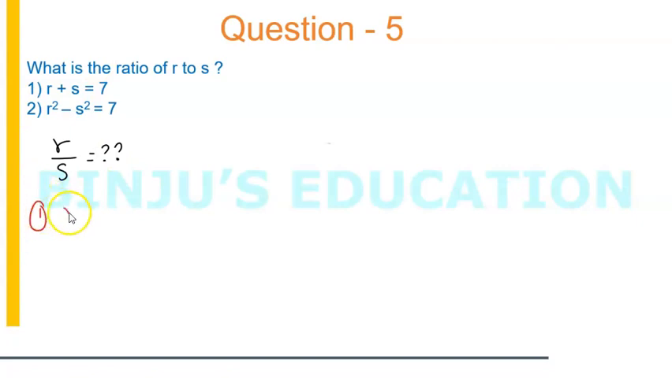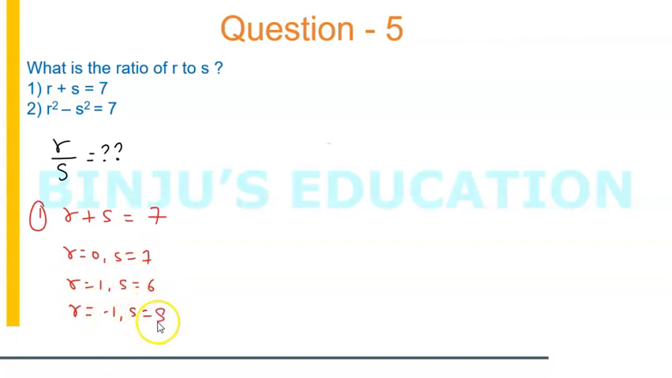Statement number 1, R plus S is equal to 7. If R plus S is equal to 7, then we will have infinite solutions for R and S. If you have a single equation and 2 variables, you will have an infinite number of solutions. For example, R can be 0, S can be 7, R can be 1, S can be 6, R can be negative 1, S can be 8, and so on and so forth.